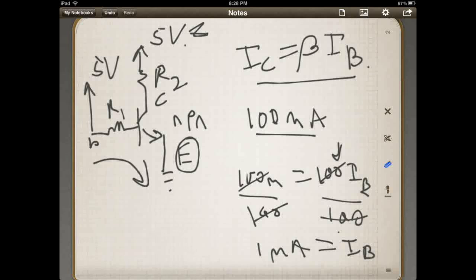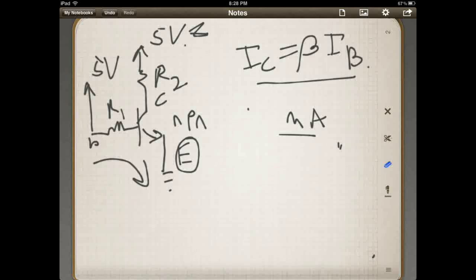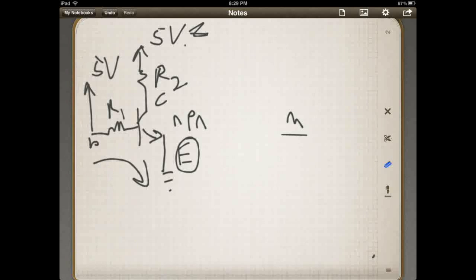Okay, so essentially what we've got to do, if we're connecting our base to 5 volts here, is just our normal V equals IR. We want 100 milliamps. We know our current, we know our voltage, we just have to find the R. So we've got 5 volts, we've got 100 milliamps, so then there's the R that we need.